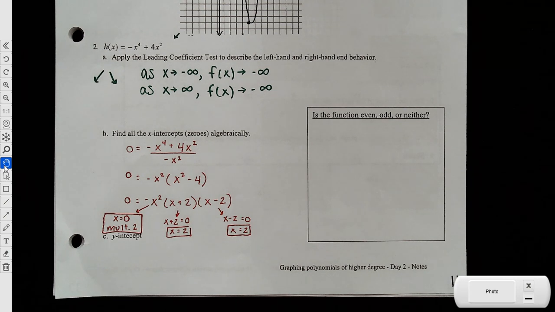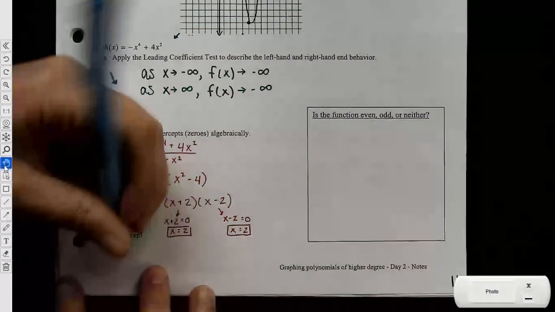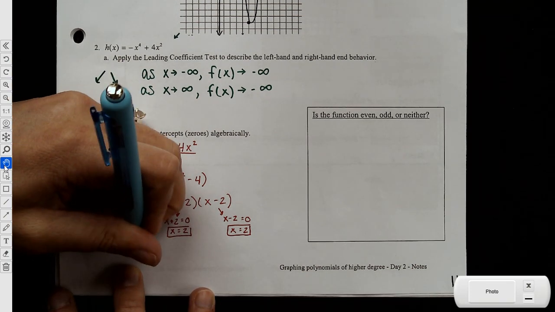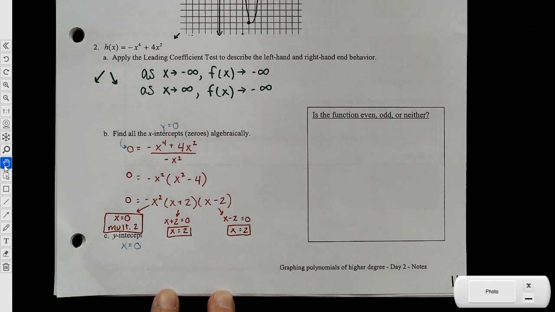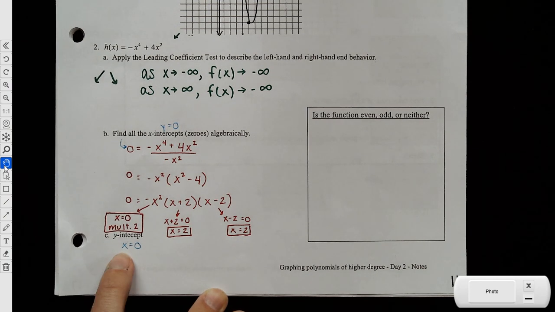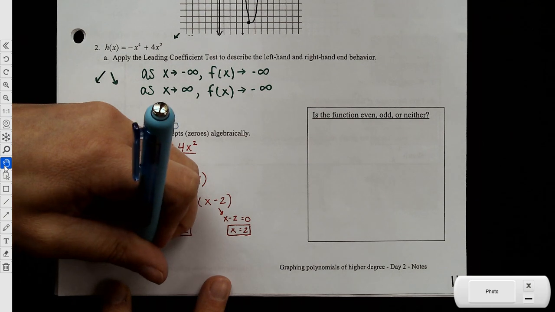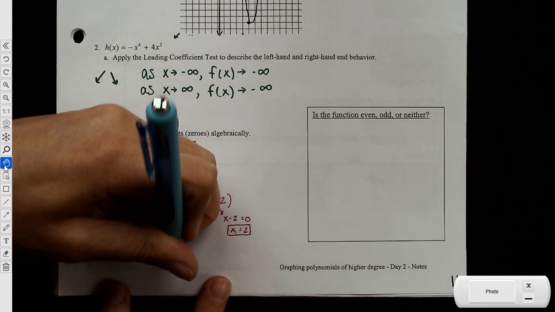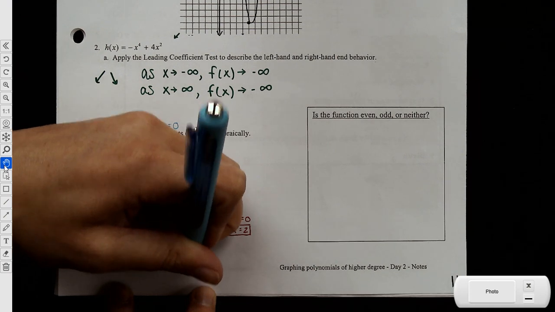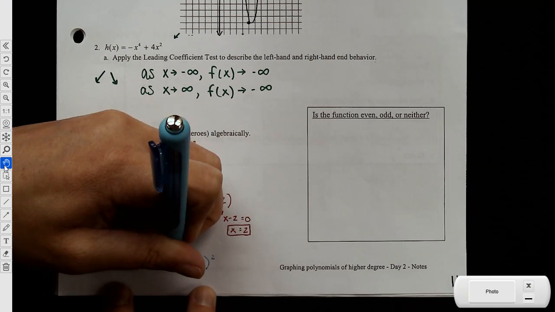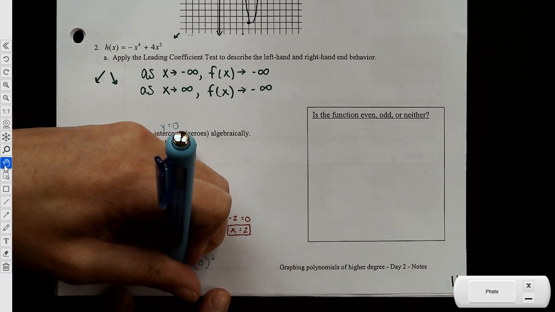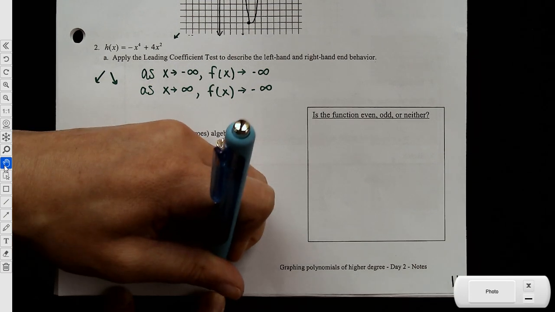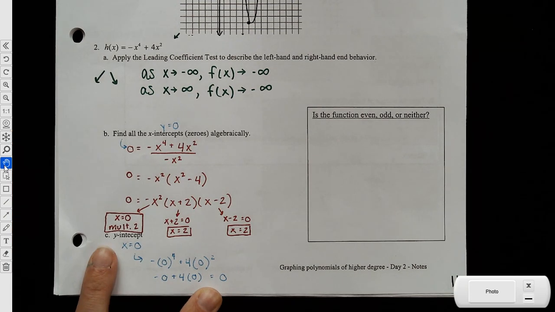So now to find my y-intercept, I plug in x equals 0. So notice for the x-intercepts, I plugged in y equals 0, so that's why I did this. For the y-intercept, I plug in x equals 0. So then I do -0 to the fourth plus 4 times 0 squared. And so from here, I have -0 plus 4 times 0, which is just going to be 0. So this one has a y-intercept of 0.